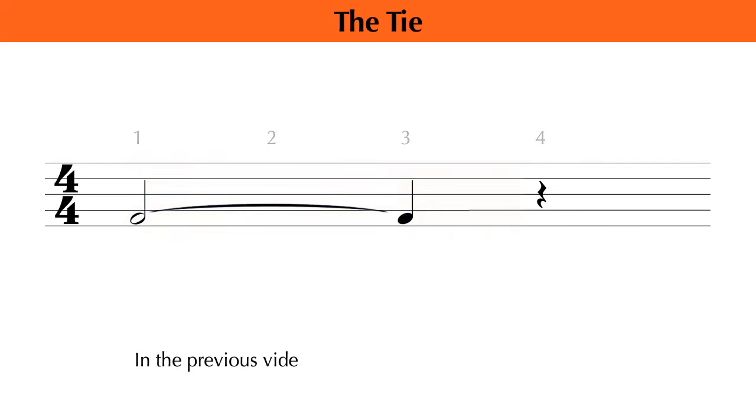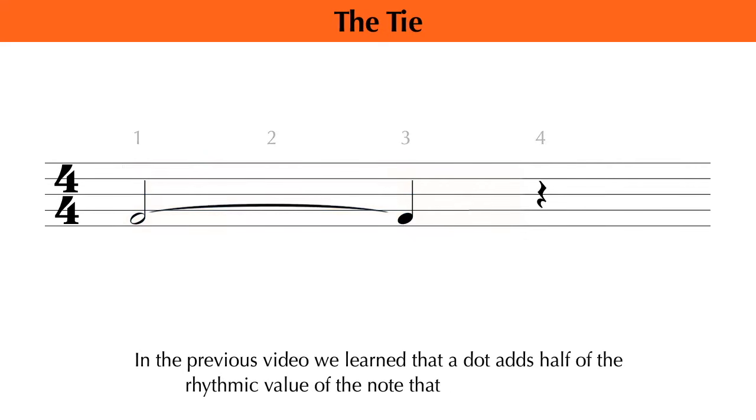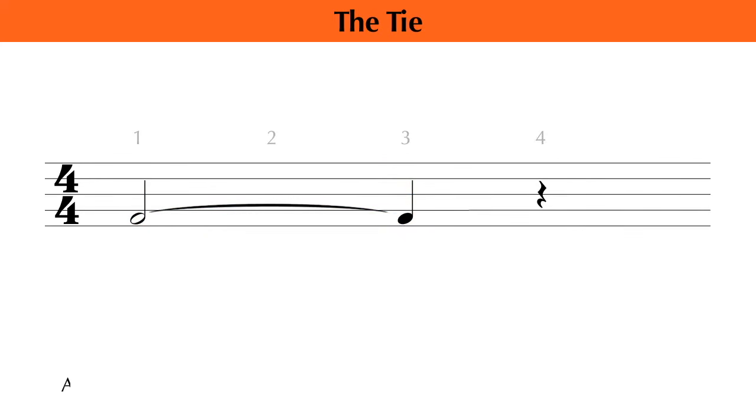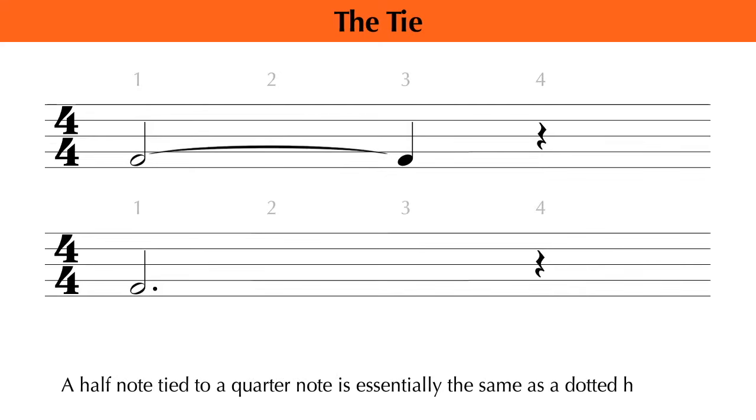In the previous video, we learned that a dot adds half of the rhythmic value of the note that it is attached to. A half note tied to a quarter note is essentially the same as a dotted half note.